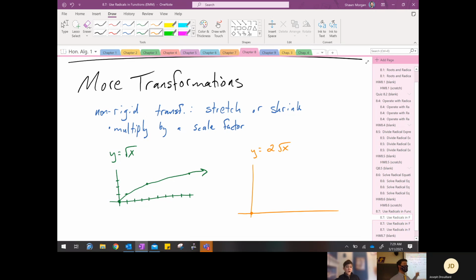When I plug in 1 over here in the green, I get an output of 1. Yet look what happens when I plug in 1 on the orange one. The square root of 1 times 2, I get an output that's doubled. What happens if I plug in 4? In green, I plugged in 4 and got out 2 because the square root of 4 is 2. In orange, I plug in 4. What's the square root of 4, and then times that scale factor out front? 2 times 2 is 4. So I've now doubled. And then we could go all the way out to 9. What am I going to get out when I plug in 9?